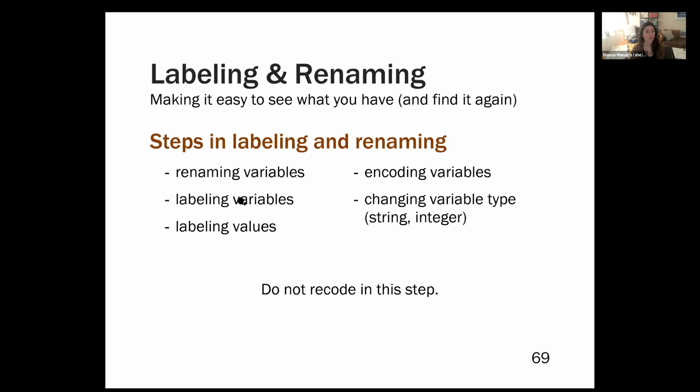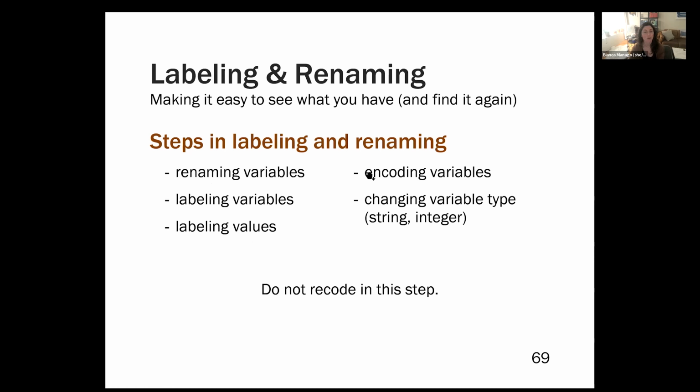Labeling and renaming. You might want new names for your variables because they might have come really ugly from the data set. So rename them, label them, tell yourself what they are, label the values of those variables. You know, if you have a race variable, what does 5 mean? What does 4 mean? What are you up to?